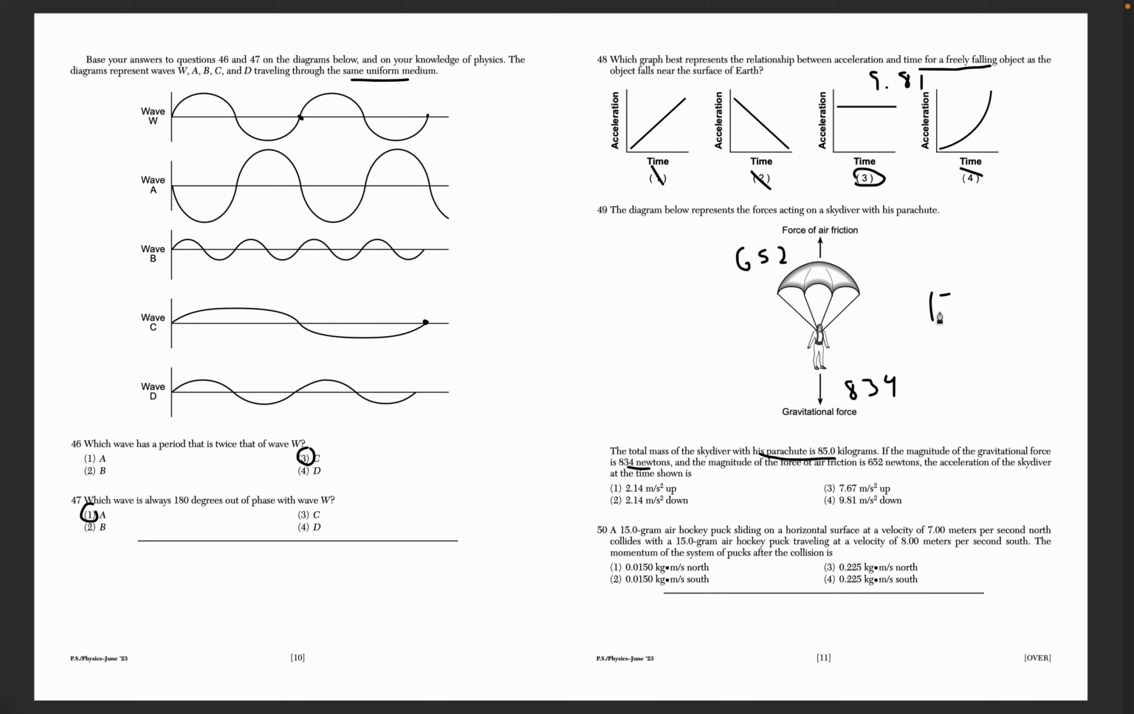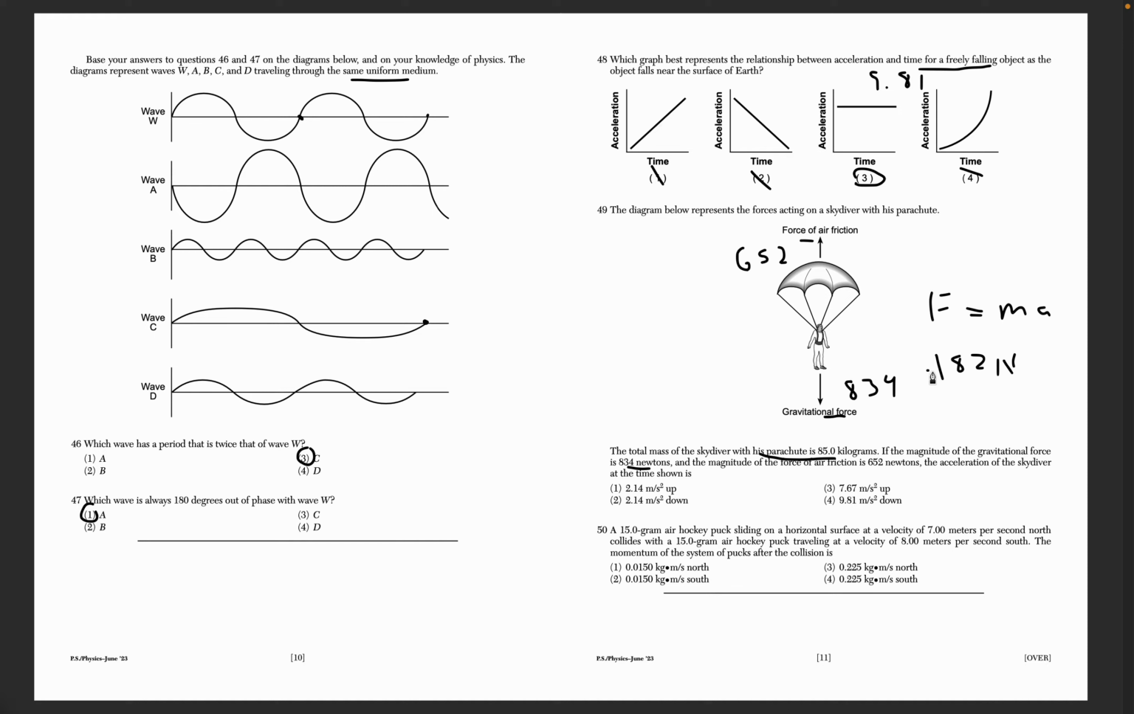F equals ma. The net force will be this value subtracted by this value, because it's the sum of forces. So 834 minus 652 is 182, so 182 newtons down.